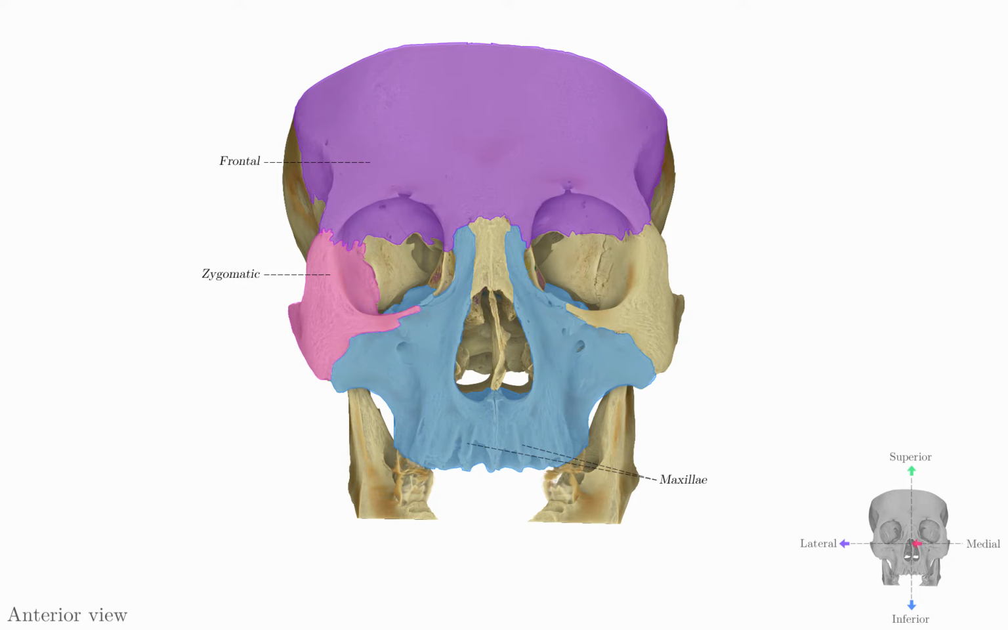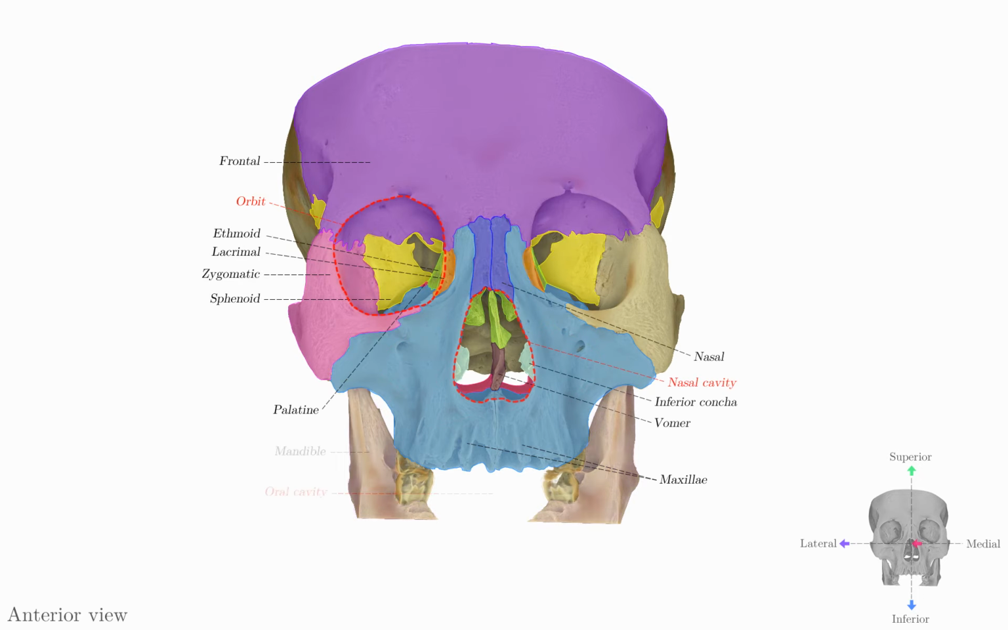Within the bone, you will find the maxillary sinuses, the air-filled paranasal cavities located approximately here and here. Remember, the maxilla is involved in forming the orbit, nasal, and oral cavities.